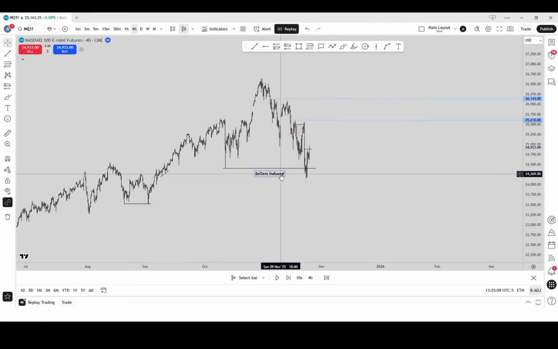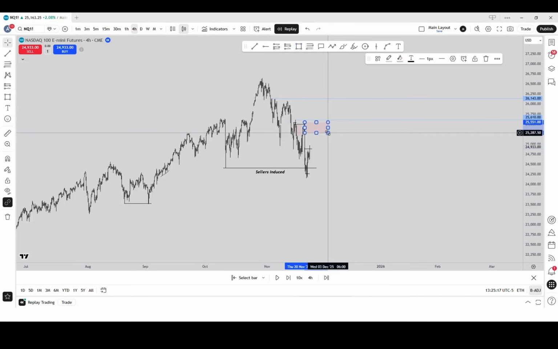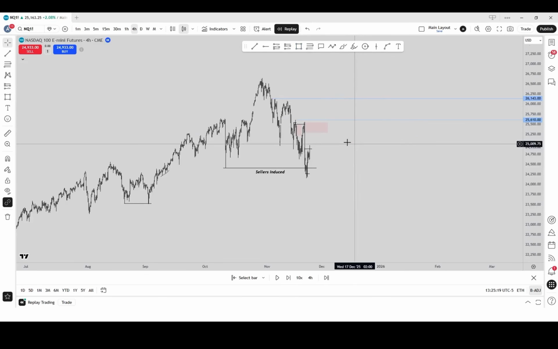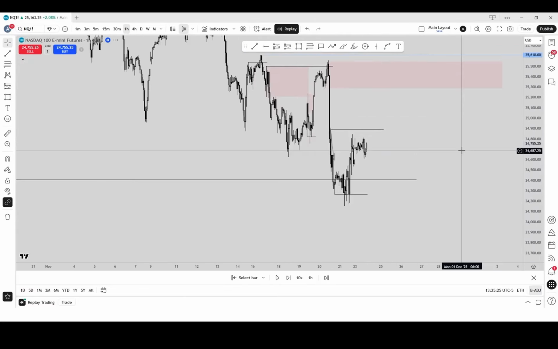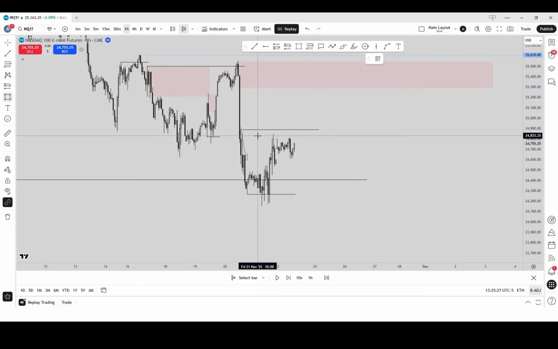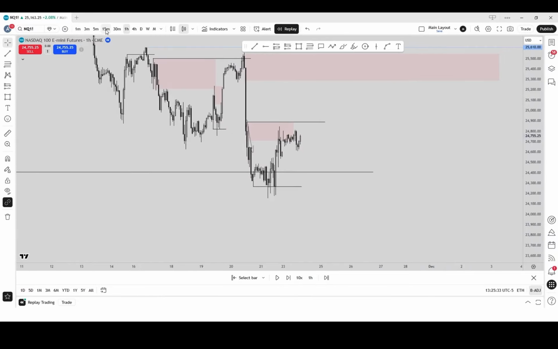What does that tell me? These areas, any reactions from here should be a trap. Any reactions from here should be a trap. Okay, simple enough.